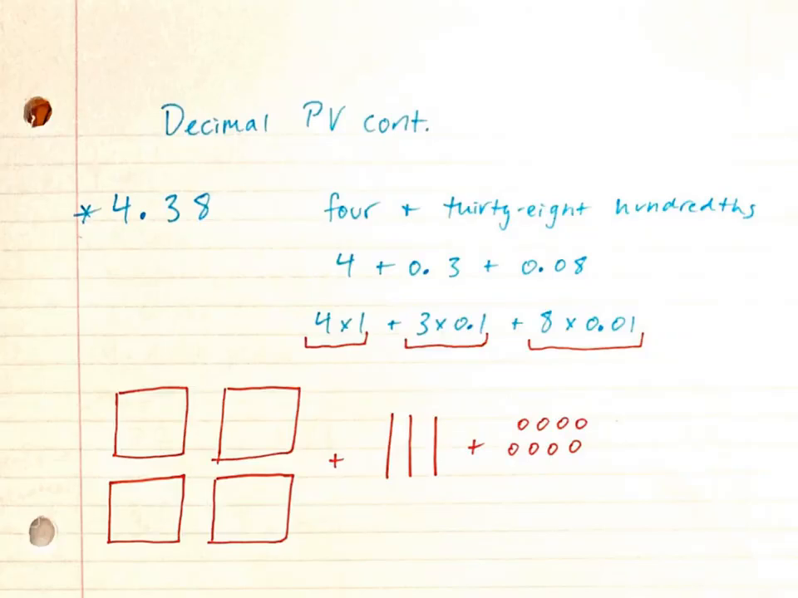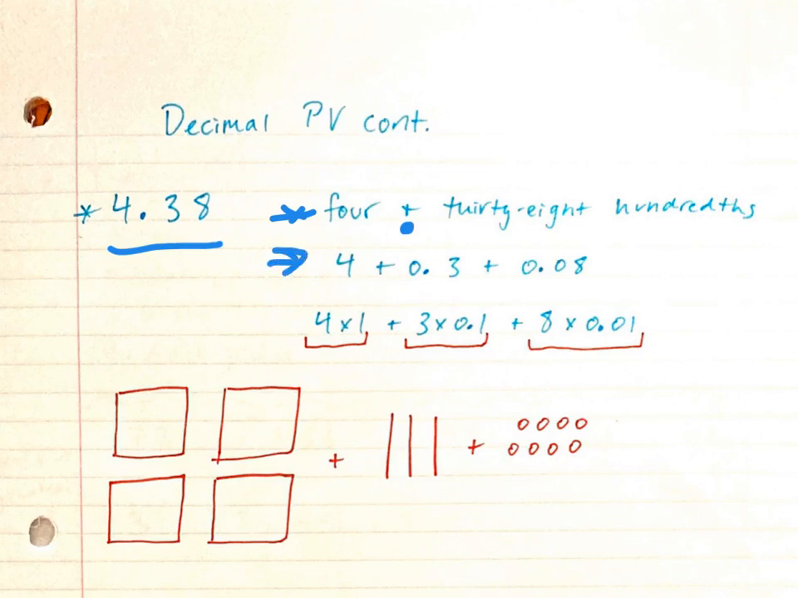On this last page, you can see how I've represented the decimal 4 and 38 hundredths 4 different ways. The first way is in word form. That's just writing out the words that match how I would say this decimal. So 4 and, that's the decimal point, 38 hundredths.